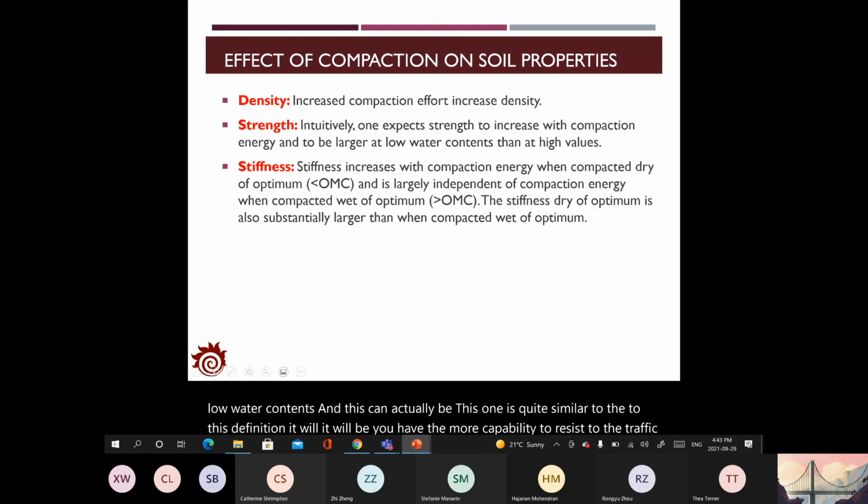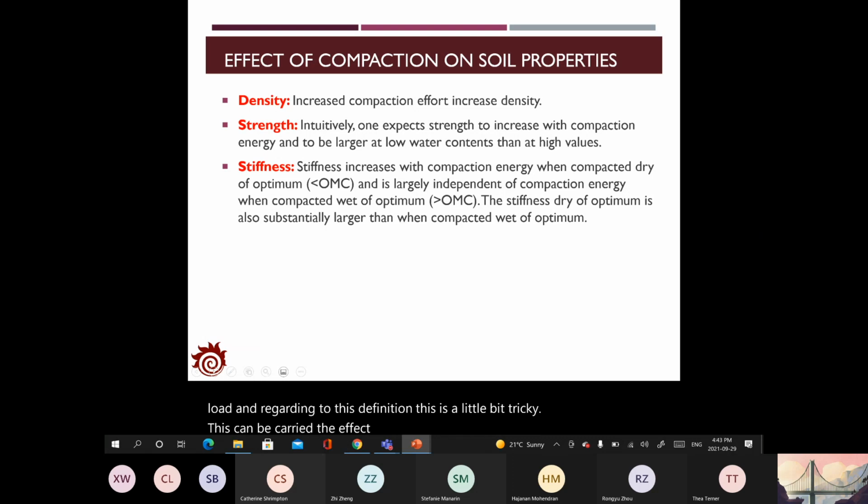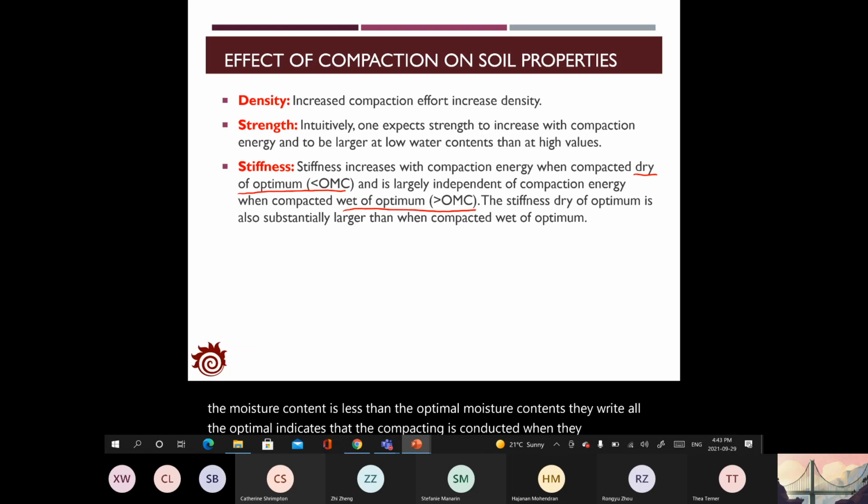And regarding the stiffness, this is a little bit tricky. The effect can be categorized under dry of the optimal and wet of the optimal. For the dry of the optimal, it means that you do the compaction when the moisture content is less than the optimal moisture content. The wet of the optimal indicates that the compaction is conducted when the water content is higher than the optimal moisture content.